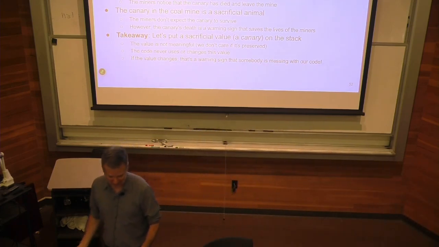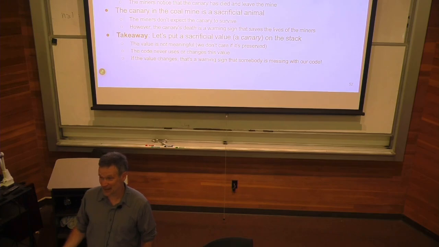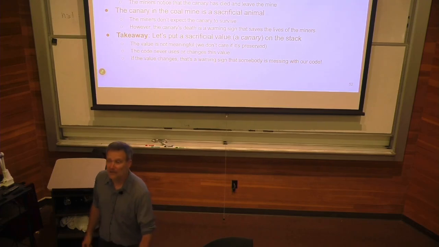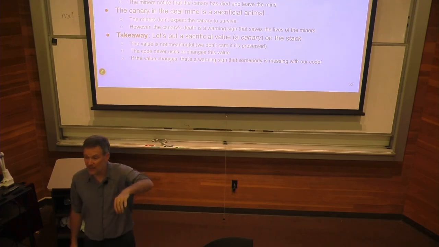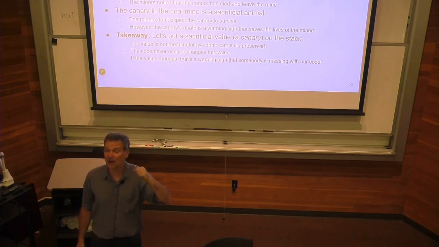So the death of this canary is kind of the sacrificial thing, right? It gets sacrificed to save the lives of the miners. So that's the idea we're going to use here: we're going to have this sacrificial data in memory that might get overwritten to save the life of the RIP.